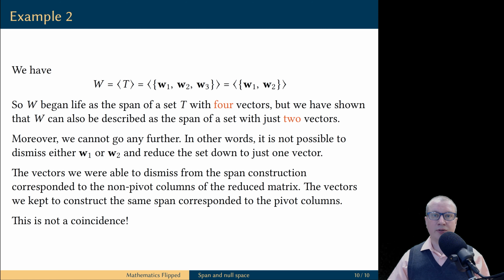We will understand the reasons for this and what's really going on behind the scenes here in the future lessons. But for now, let's just observe that the 2 vectors we kept, W1 and W2, corresponded to the pivot columns in the reduced form of the matrix B, and the vectors W3 and W4, which we were able to dismiss, corresponded to the non-pivot columns of the reduced matrix. This is not a coincidence. Why is it not a coincidence? We will figure out later once we define the notions of linear independence of column vectors.